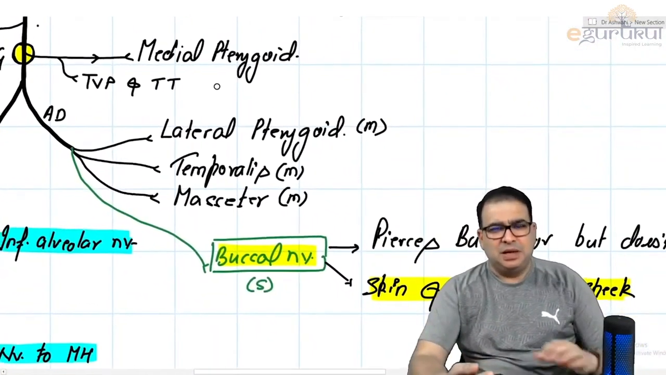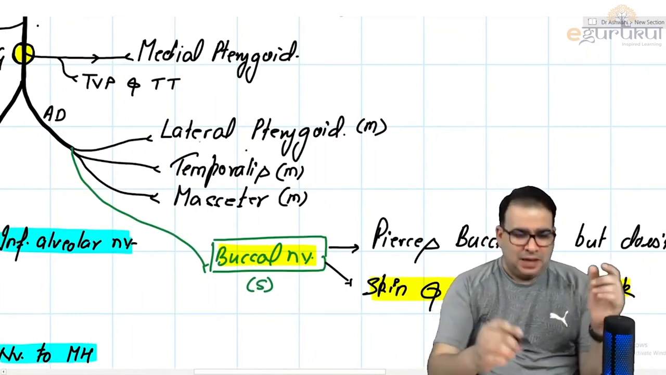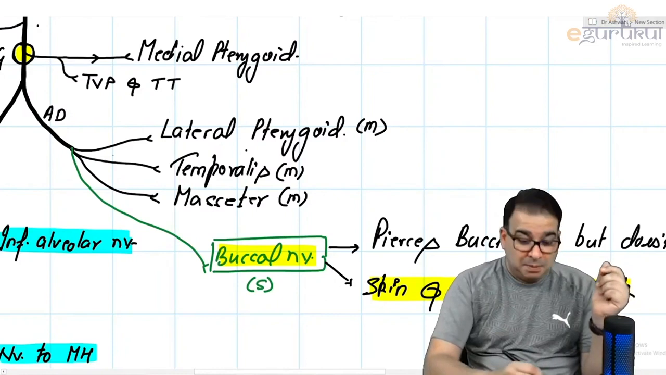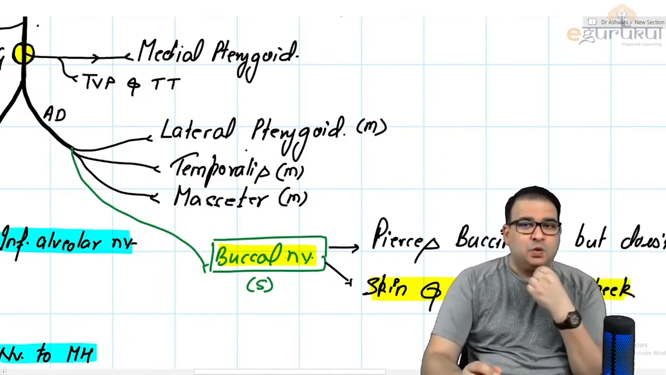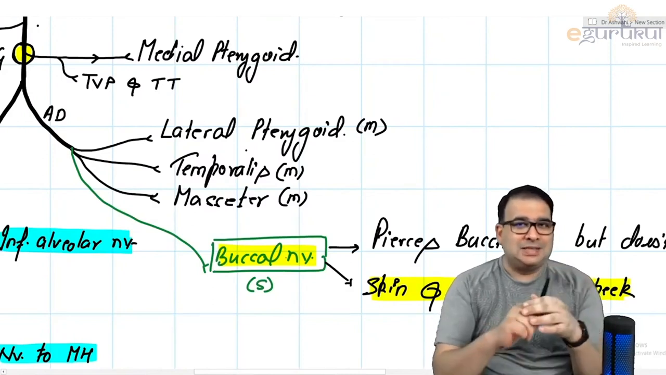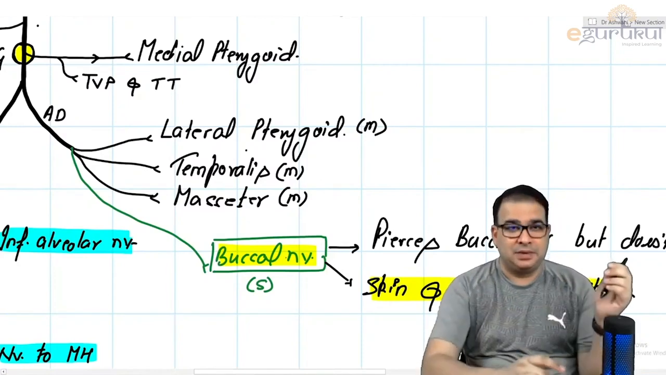Anterior division is simple. It is supplying the remaining muscles of mastication: lateral pterygoid, temporalis, masseter. That means the motor branches. But it also gives off an important sensory branch called the buccal nerve, which will pierce the buccinator muscle. It supplies the skin of the cheek, supplies the mucosa, but it is not supplying the buccinator.